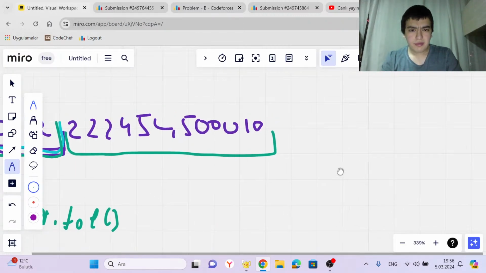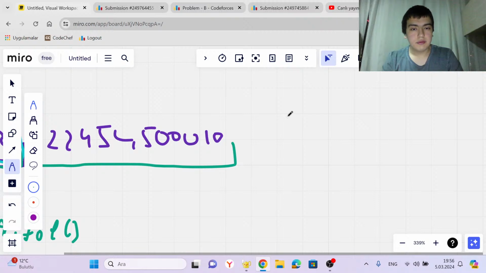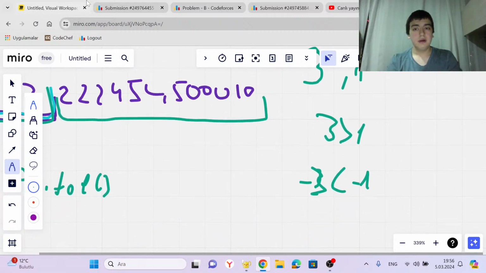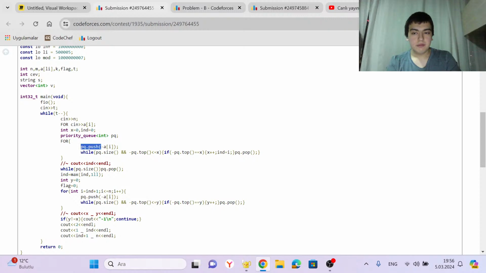So if a number is greater than another number, its negative version is smaller than the negative version of the other number. I mean, if we have 3 and 1, 3 is greater than 1, but minus 3 is less than minus 1. So now my priority queue is giving the smaller element on the top.